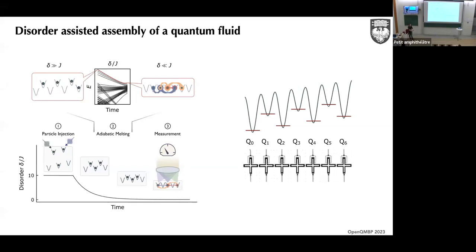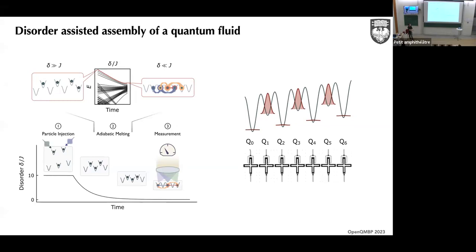And how do we put the photons? Well, that's easy. We just have some calibrated microwave pulses where we resonantly drive these sites to put in our particles. And then we adiabatically, or slowly, remove disorder from the system. So this process needs to be adiabatic in order to remain in the same instantaneous eigenstate.